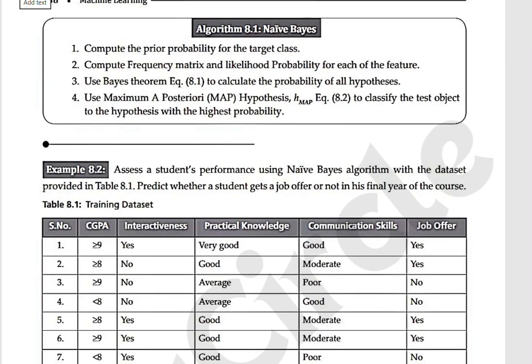Guys, in this video, we'll understand the naive-Bayes theorem and how to solve a problem based on the naive-Bayes theorem.